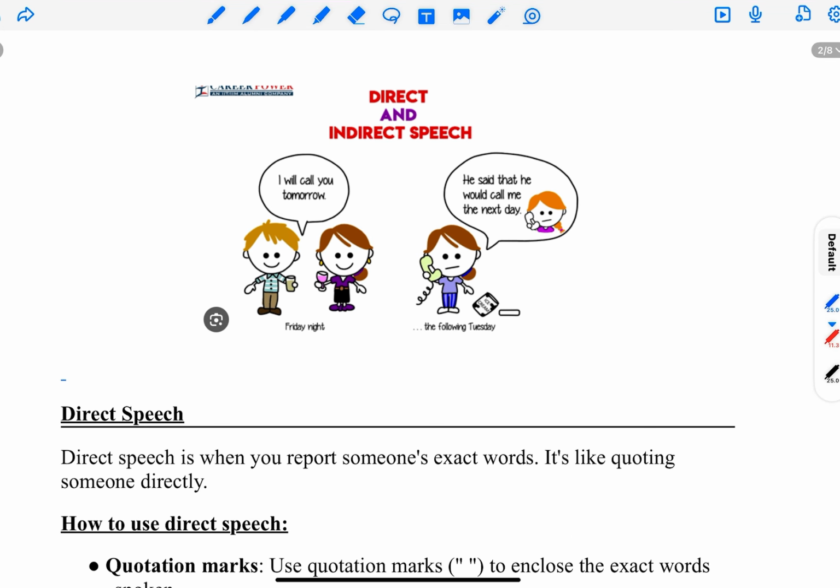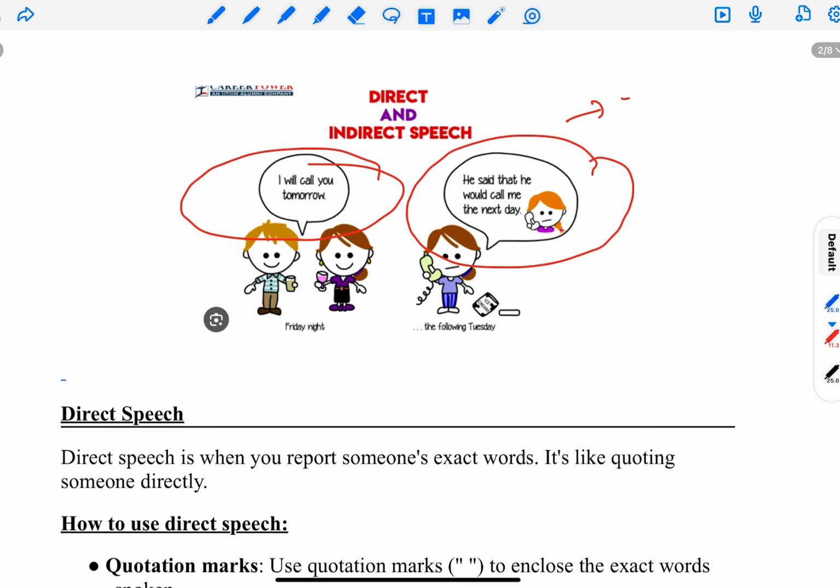Here is a pictographic representation of direct speech and indirect speech to clear your concept. So let us see what is in this picture. Here are some examples. "I will call you tomorrow." This statement is an example of direct speech. And the other one, the girl talking over the phone: He said that he would call me the next day. This is an example of indirect speech.